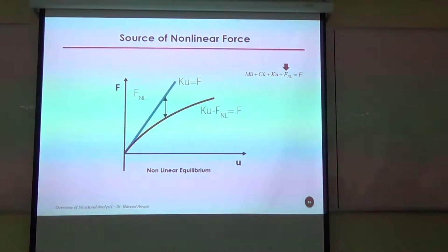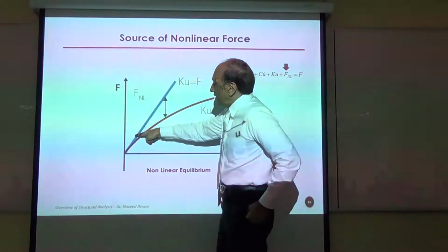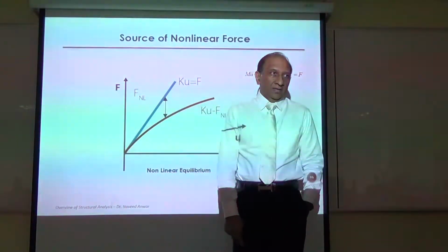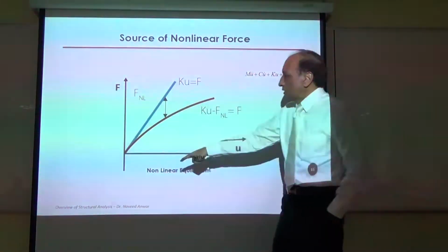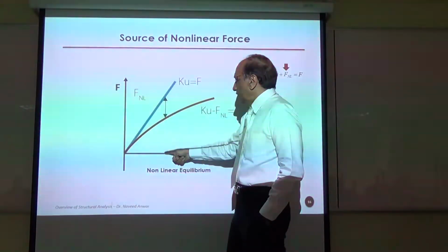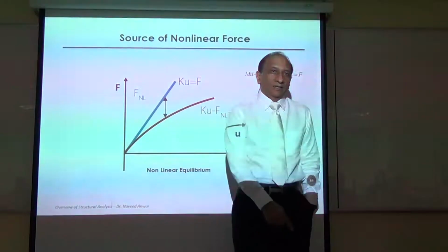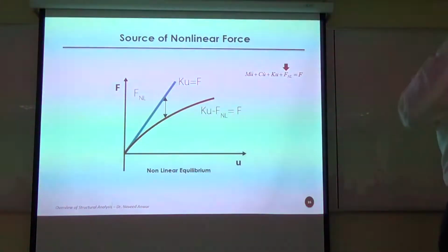This is why the nonlinearity is a force. This is the linear response, the blue one, which keeps on going forever. The red one is the real response. So this is nonlinear. At any given displacement, you can see that there is a difference between linear and nonlinear. Nonlinear can be above the blue line or below the blue line. It depends on many things.